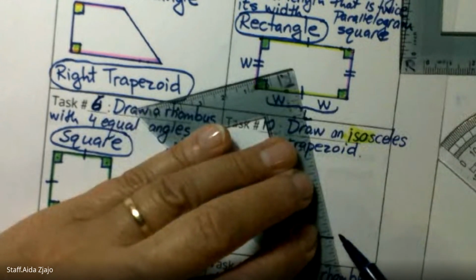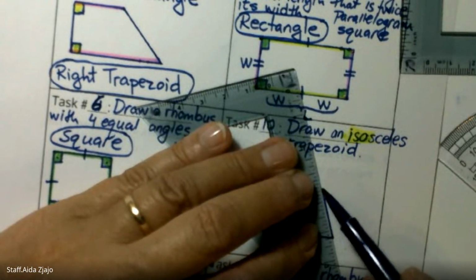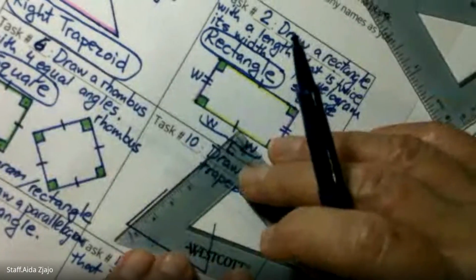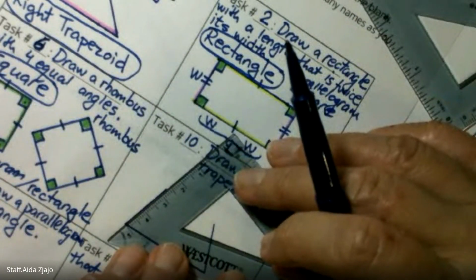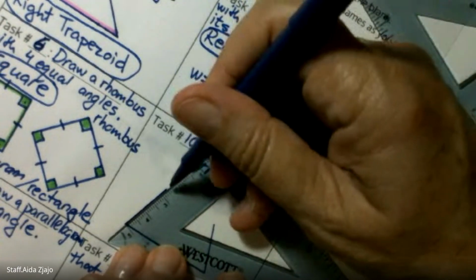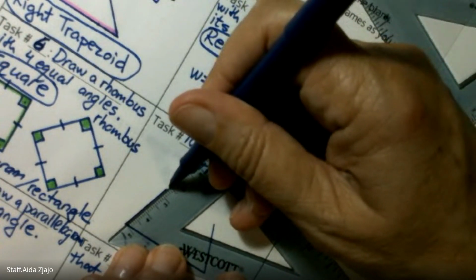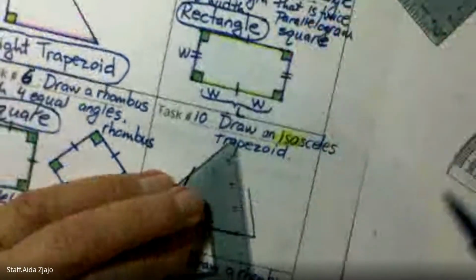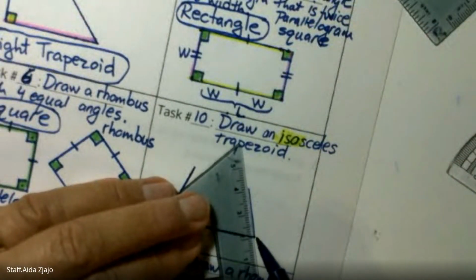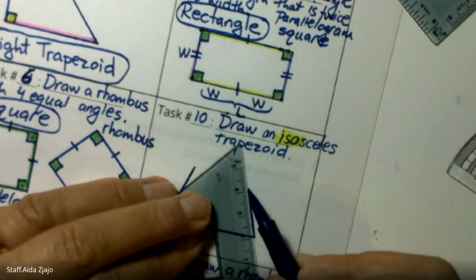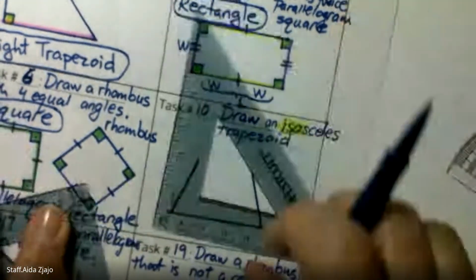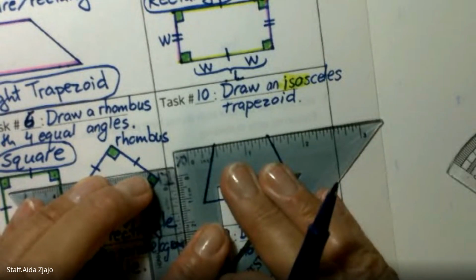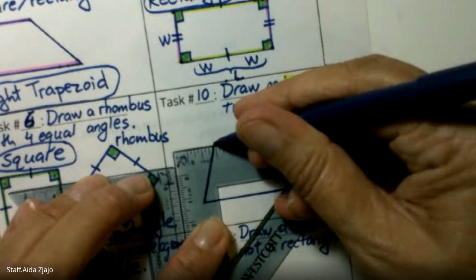Okay, so I wanted these sides to be the same length, so I'm going to have 2.5 centimeters. Hold on, 2.5. Okay, and then this one will be 2.5. Now I've got an isosceles trapezoid with two congruent sides.